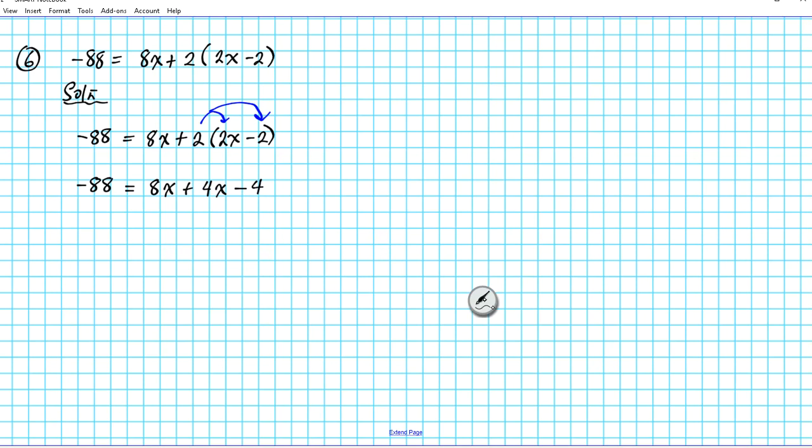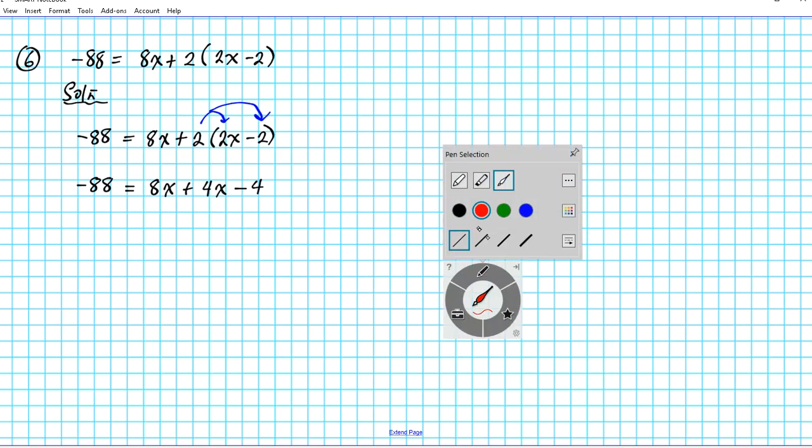Alrighty. Now we're going to proceed to combine like terms. Do you see any like terms that can be combined here? We could combine 8x and 4x. They're like terms in the variable x of the first degree. Okay, so that yields negative 88 is equal to 8x plus 4x is 12x minus 4.